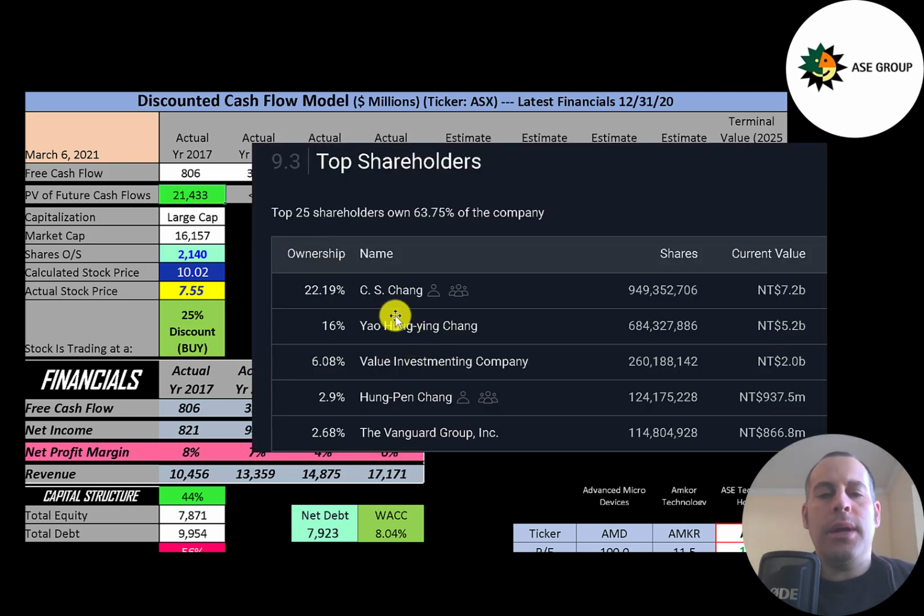The CEO of the company owns 22% of the stock, then another individual owns 16%, then Value Investing, someone else connected to the company, owns 3%. Last is Vanguard at 2.7%.